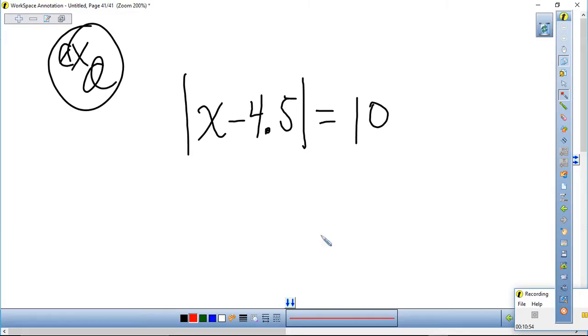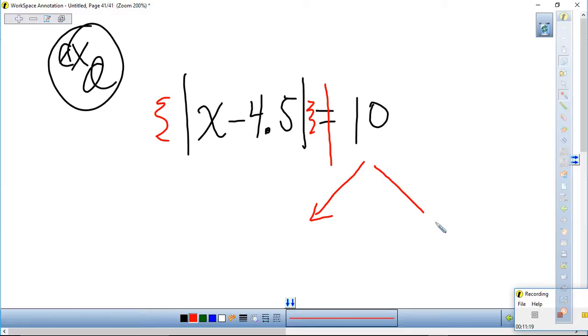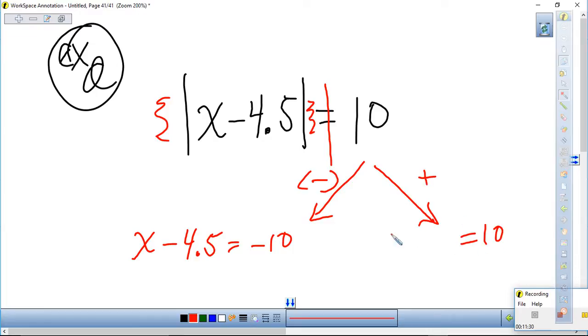All right. Question. Is the absolute value isolated already? Yes. Here's the absolute value. There's nothing multiplying it, and there's nothing adding or subtracting. So at this point, we write our two equations. You're saying, but it looks kind of funky, Mr. Q. Yes, it does. One for my negative 10, and what's inside of the absolute value? x minus 4.5. One for my positive 10, x minus 4.5.